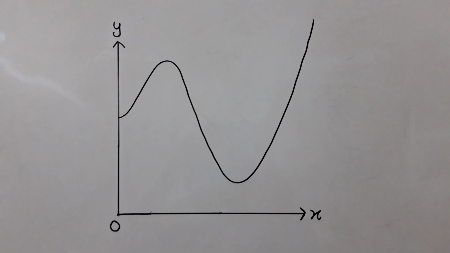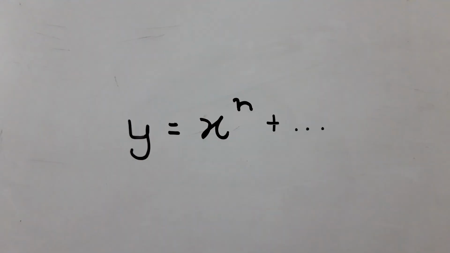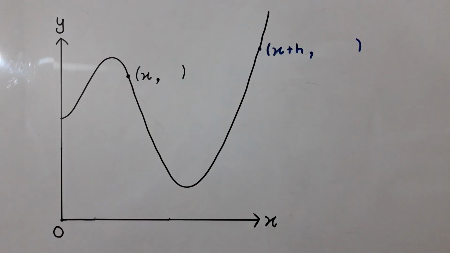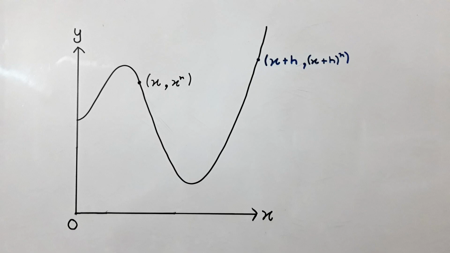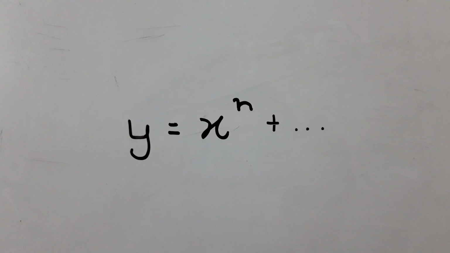A whole working. Let's just say this is a random curve with an equation in the format of y equals x to the power n, or contains terms in it that are in the format of x to the power n. These are two coordinates whose x coordinates would be the same as before, x and x plus h. Hence, the y coordinates would be x to the power n and x plus h to the power n, because they lie on the curve of y equals x to the power n.